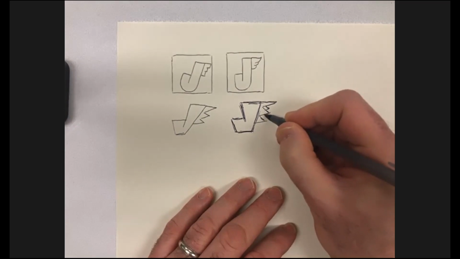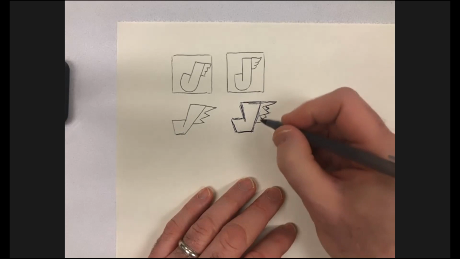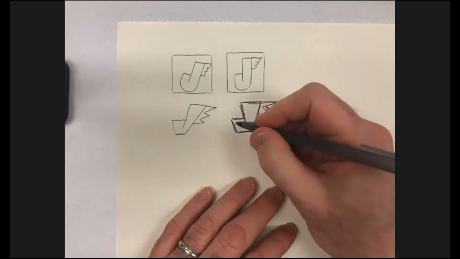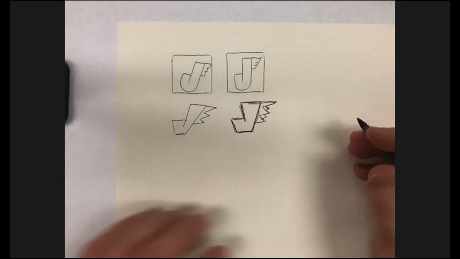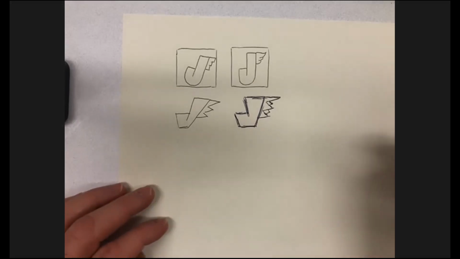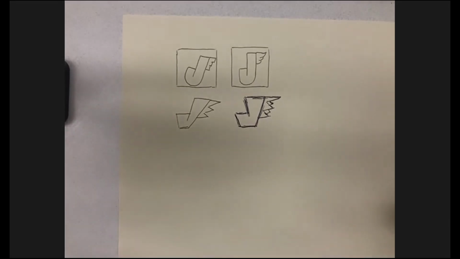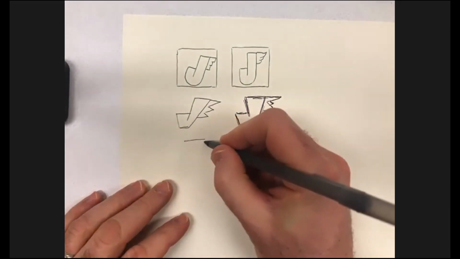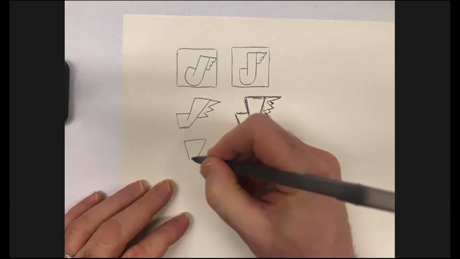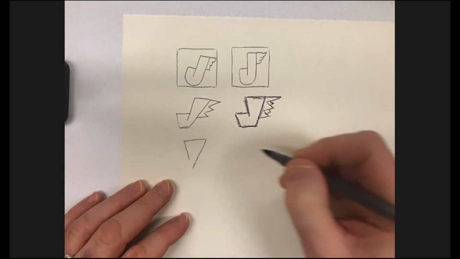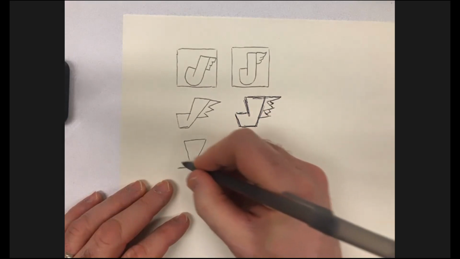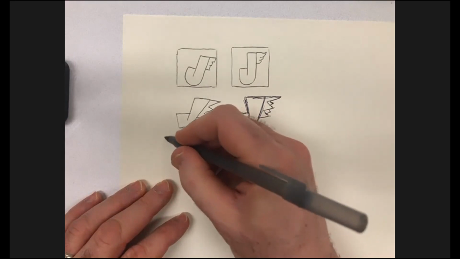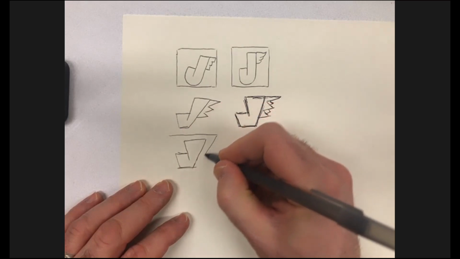Okay, so maybe I'm going to try something like this. It's going to be a little bit layered. And again, they don't have to be good ideas. They just have to be a lot of ideas. I'm asking for at least 9, but you can do as many as you want. Maybe I like this idea, but I don't like the flames anymore. So I'll try something like this, and maybe I'll just try putting this in a shape.